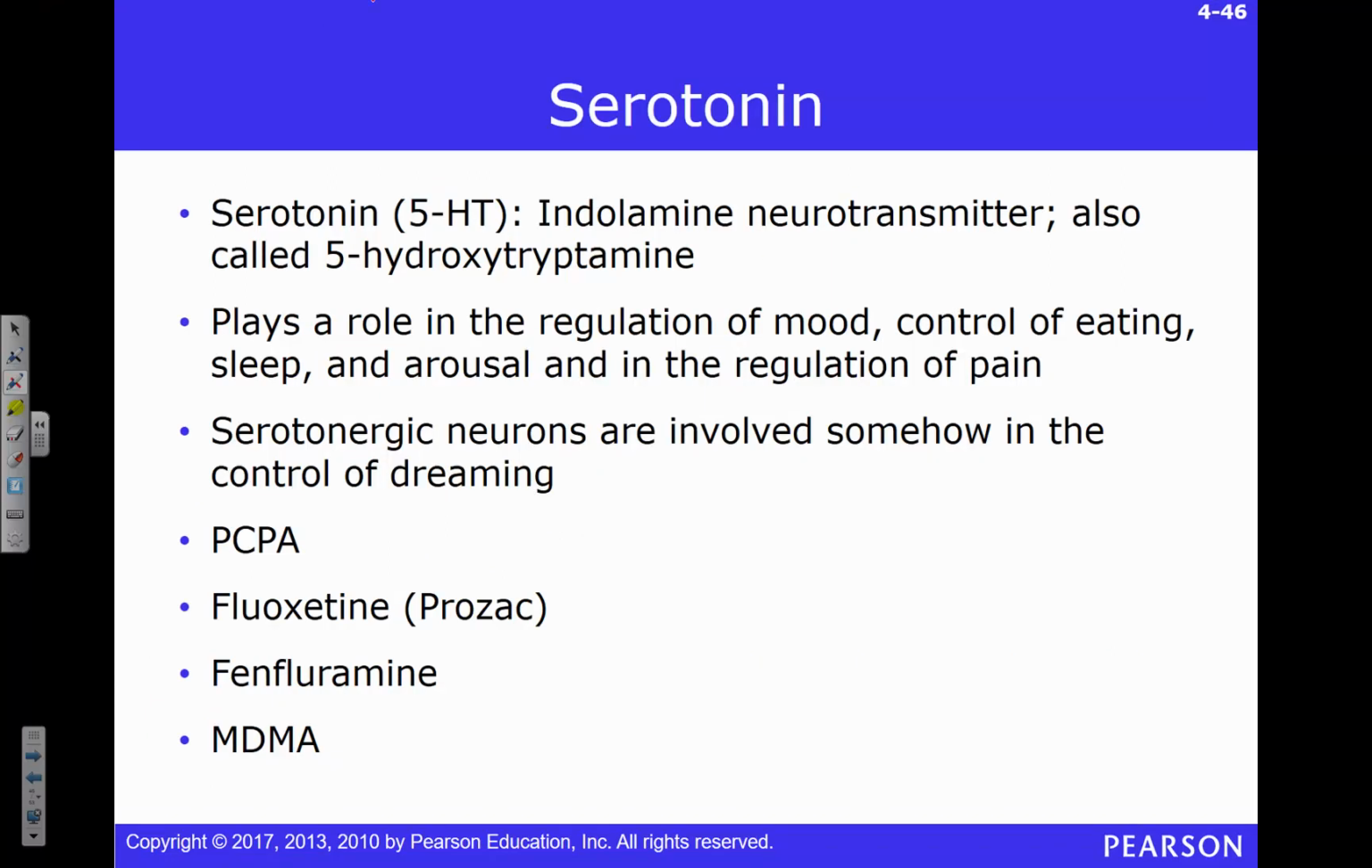Serotonin. We should spend a little time here. It is still a monoamine, but it's in the category of indolamines. Don't worry about that.